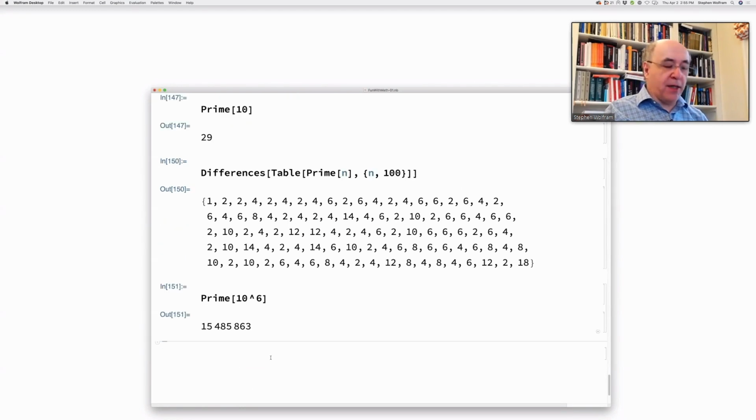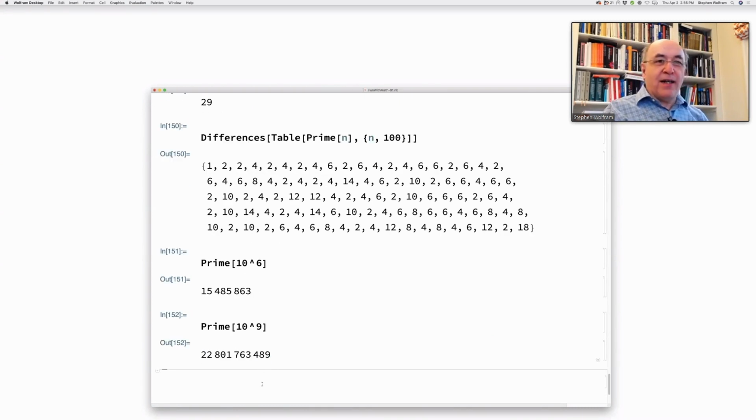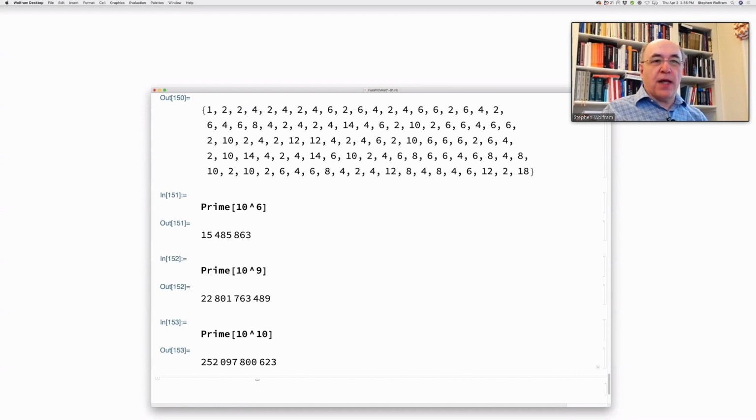Okay, that's a fairly big number. We could say, what's the billionth prime? I think we can still work that out. Okay, there it is. I think it's going to get really difficult here. Maybe we can do the 10 billionth prime. Okay, so that's to know what is the billionth prime. That's a hard thing to know.